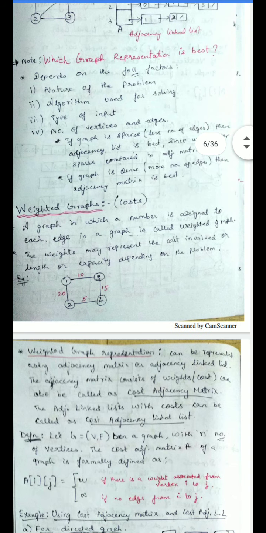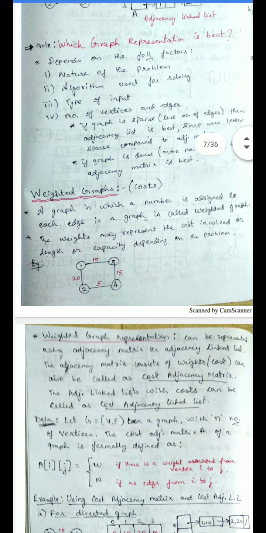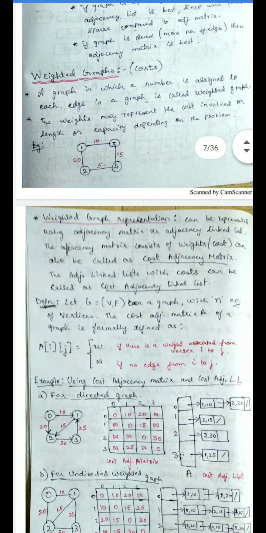Okay, then how can you represent weighted graphs? There are two ways again, as you have already seen: adjacency matrix and adjacency linked list. In the same way, if weight is assigned, we call it cost adjacency matrix or cost adjacency linked list. Two ways you can represent. If you have a weight, how can you represent the matrix? The value you assign is the weight value. If there is no edge, you assign infinity. Okay, so we'll see how the representation can be done.